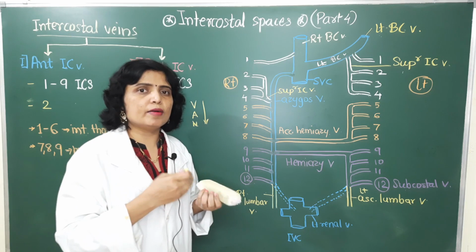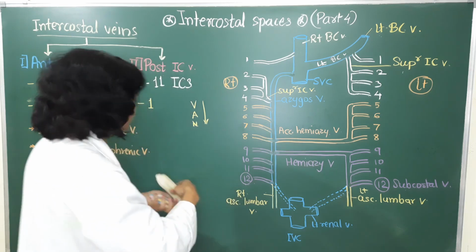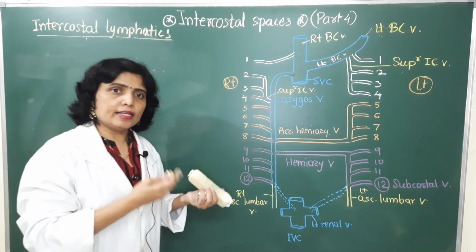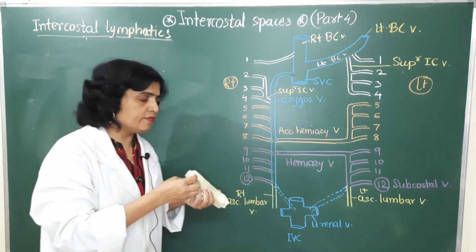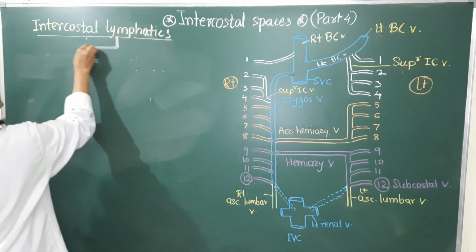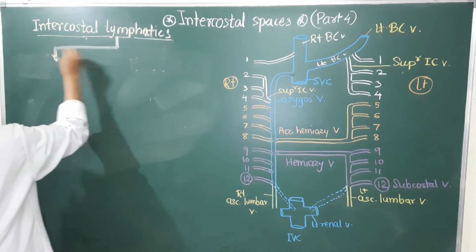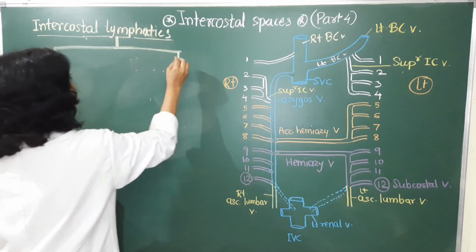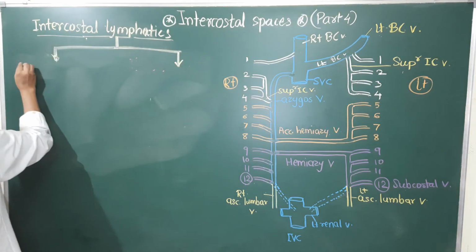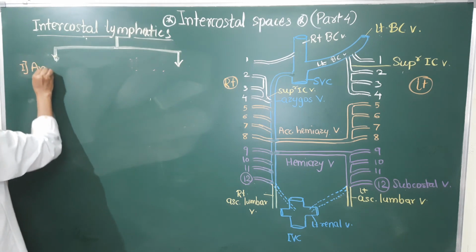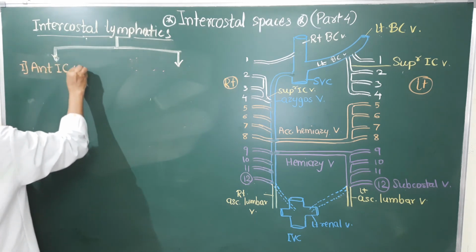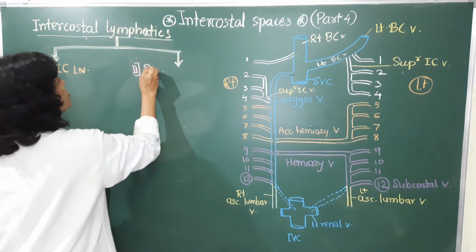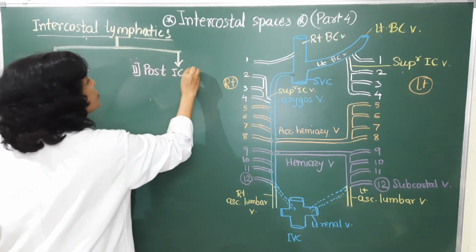Now we will see about the intercostal lymphatics. Like the vessels, these intercostal lymphatics are divided into two sets. The intercostal spaces drain into two sets of lymph nodes. The anterior part drains into the anterior intercostal lymph nodes, while the posterior part drains into the posterior intercostal lymph nodes.